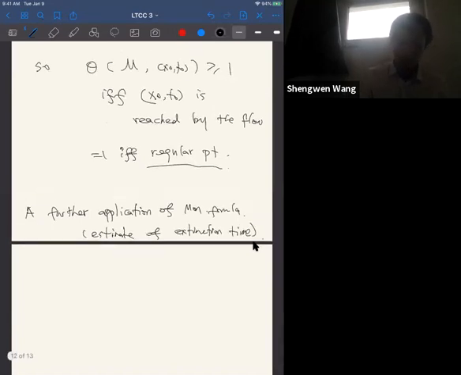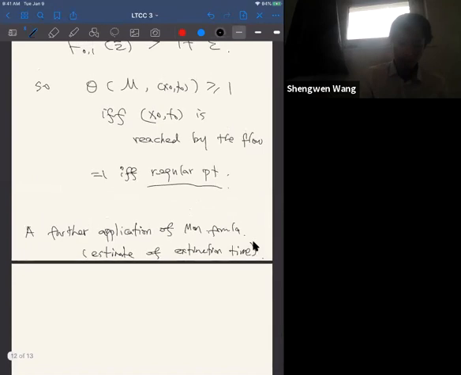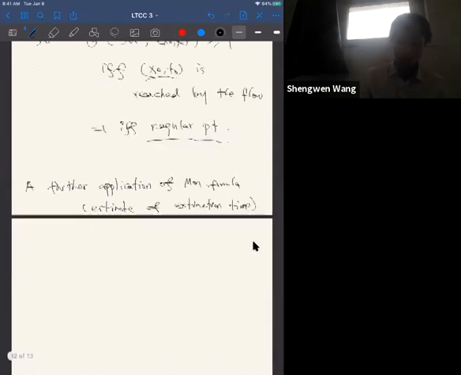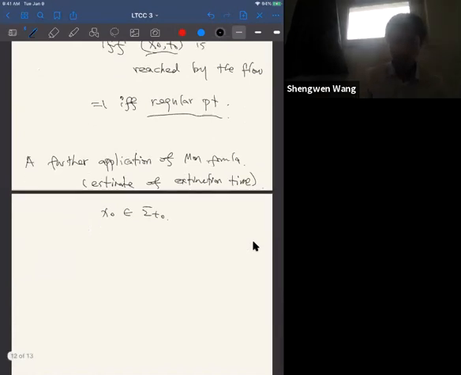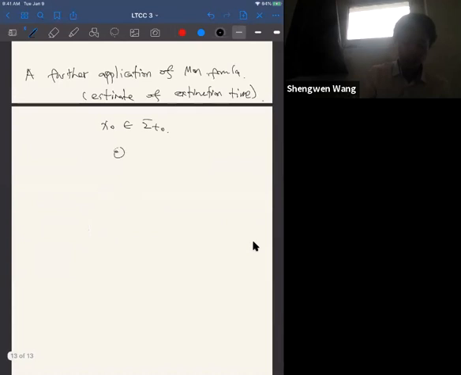So see that we have claimed here that if a point x naught, t naught is reached by the flow, so if x naught is in the time slice t naught, then the Gaussian density is greater or equal than 1. So if the flow is still non-empty at some time t naught, you can always find such a point that is reached by the flow. But otherwise, the flow doesn't exist at that time slice.